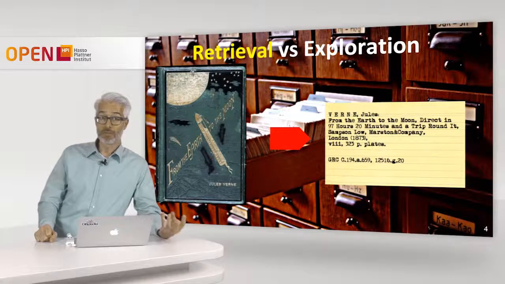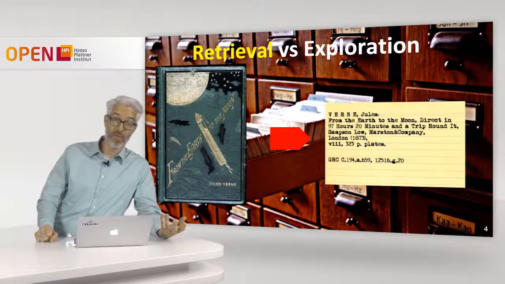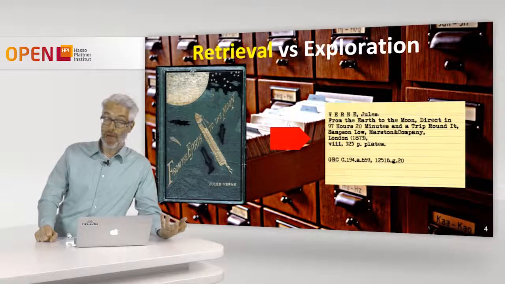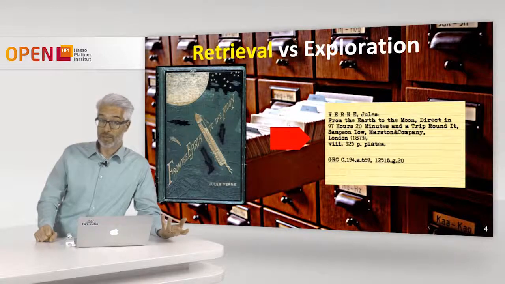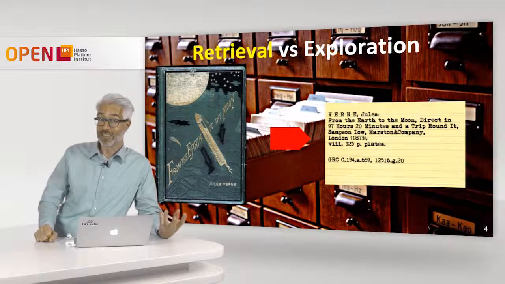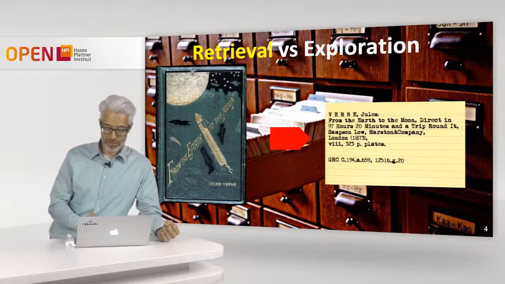So how to find a book? I must name the author. And if I know the author, I know where to look it up and how to find the book. So this is retrieval. You find it simply because you know how to specify exactly what you are looking for.